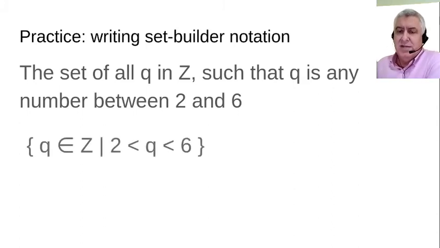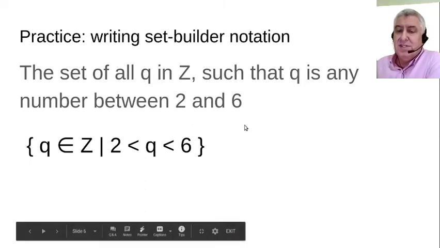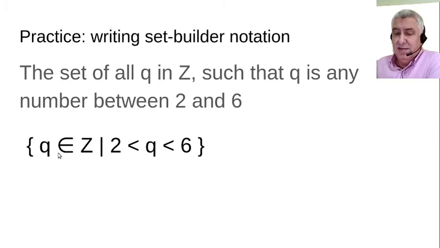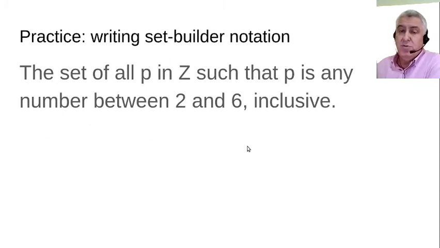Okay, let's check. Did you get that? This is the set of all q in Z, so it's an element of Z, an integer, such that, and here I'm using that bar, but you could use a colon, 2 is less than q is less than 6, and this is read as q is between 2 and 6. All right, we've got two more practices to do.